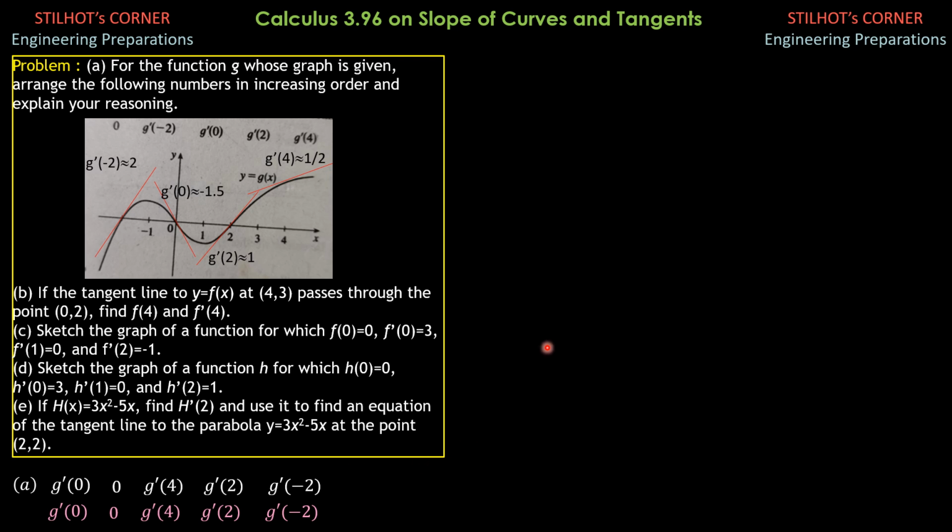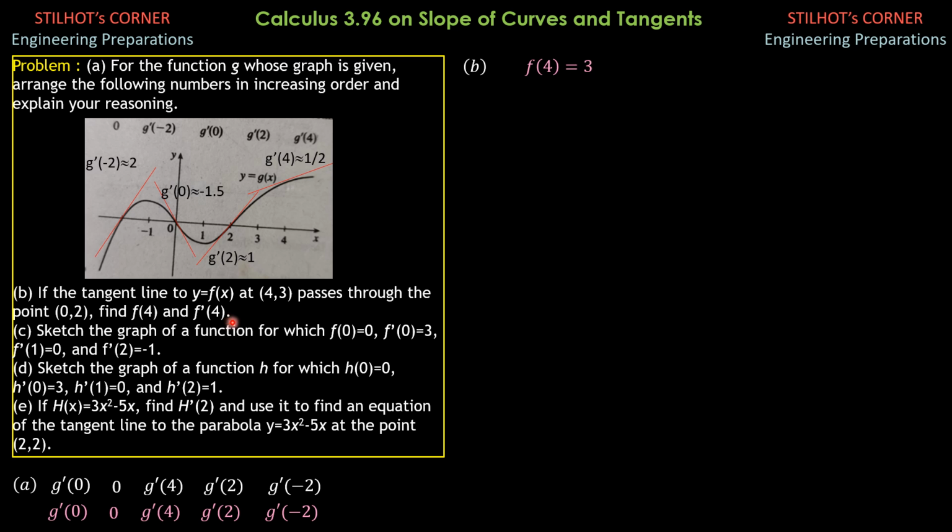For part B, if the tangent line to y equals f of x at (4, 3) passes through the point (0, 2), find f of 4 and f prime of 4. Take note that (4, 3) is also a point on the curve, and it is the point of tangency. Therefore, f of 4 is equal to 3. That's already given in the problem. While f prime of 4 represents the slope of the tangent when x is 4.